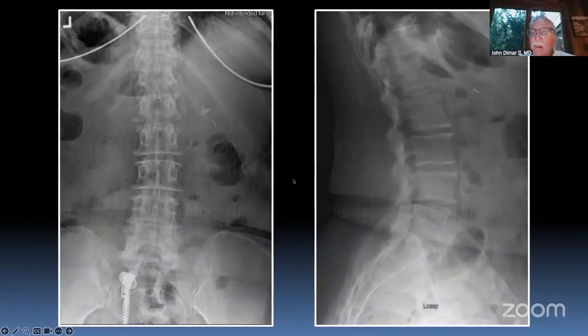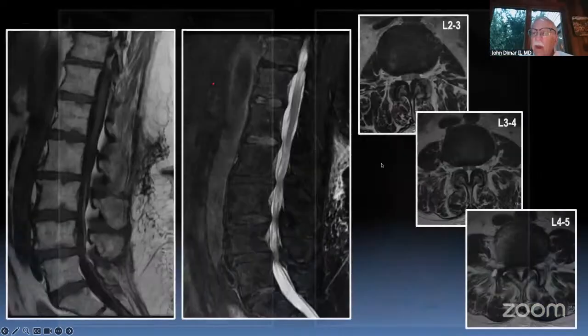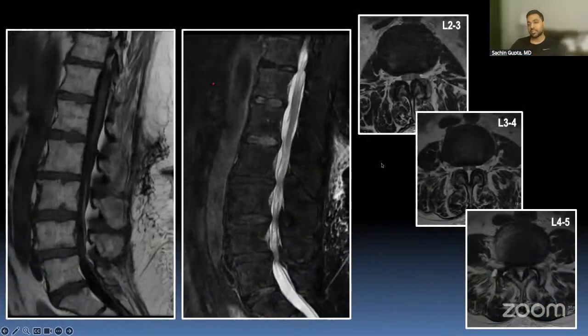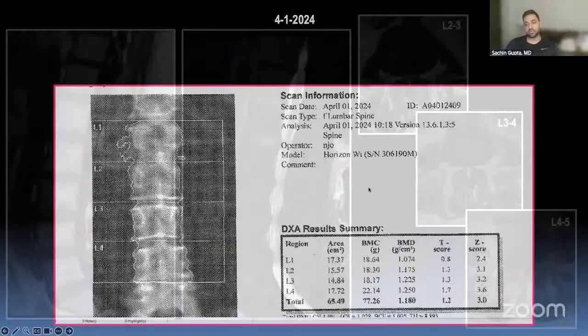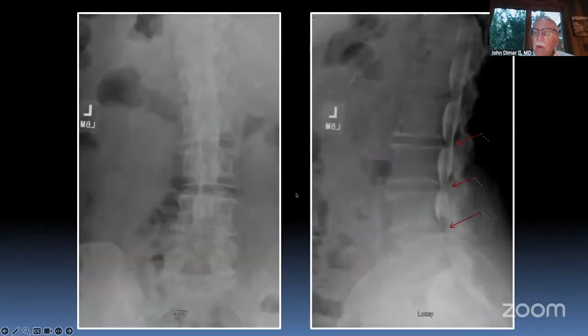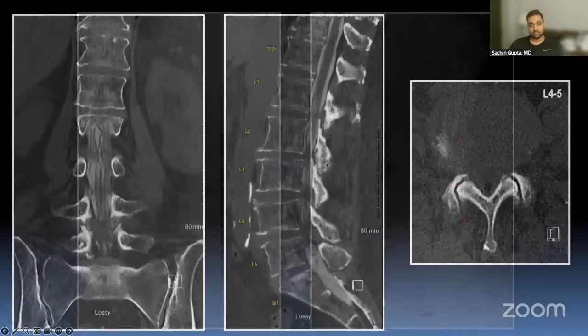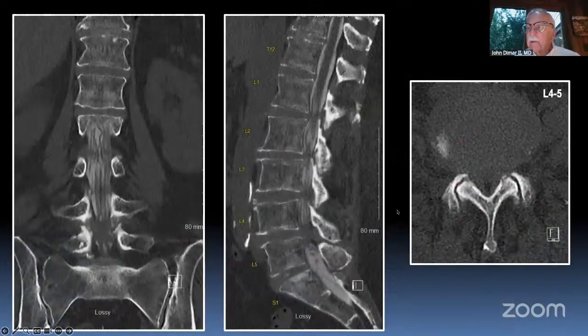So here you can see her plain films, standing films. You can see she has an L4-5 spondylolisthesis. Here is her MRI, and she has multi-level stenosis from L2-3 all the way to L4-5. A DEXA was done showing her T-scores where she has osteopenia. You can see she had a myelo as well. She has a dye block at L4-5 and stenosis at L2-3 and L3-4. Here you can see it better, CT myelo.